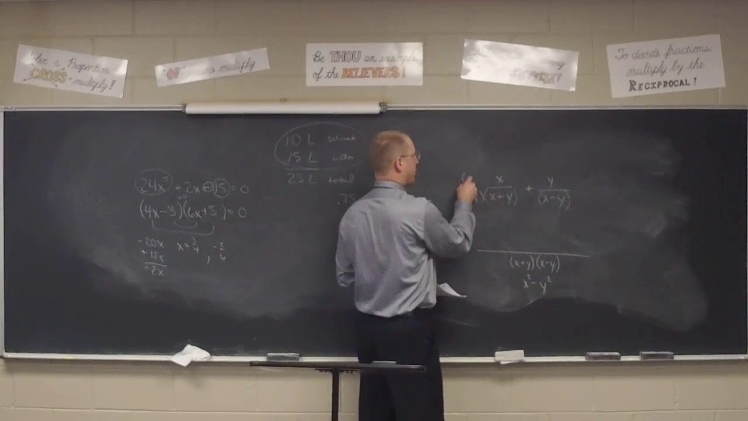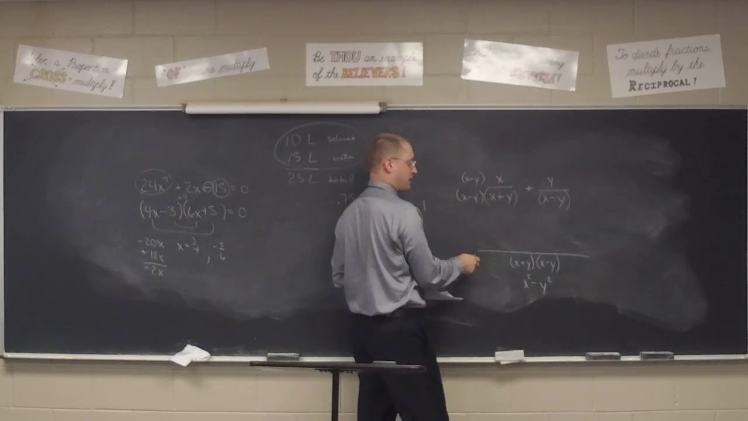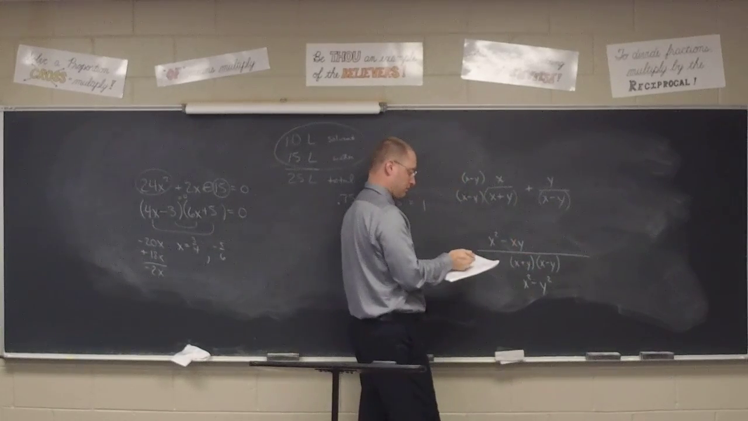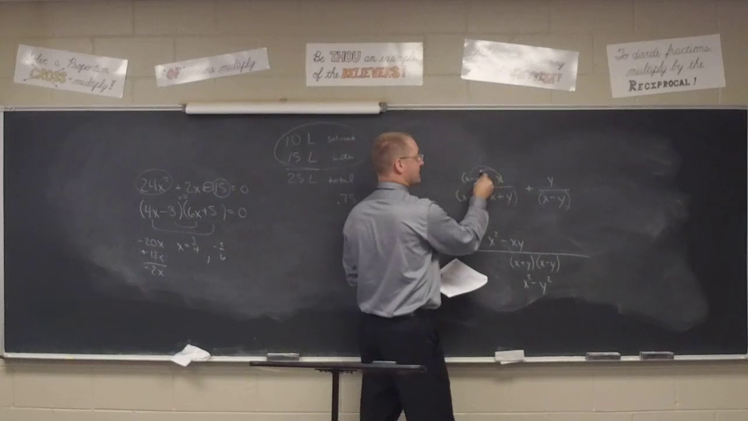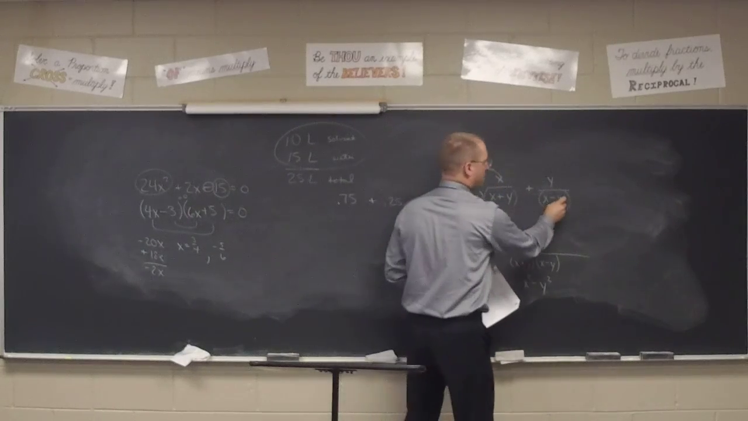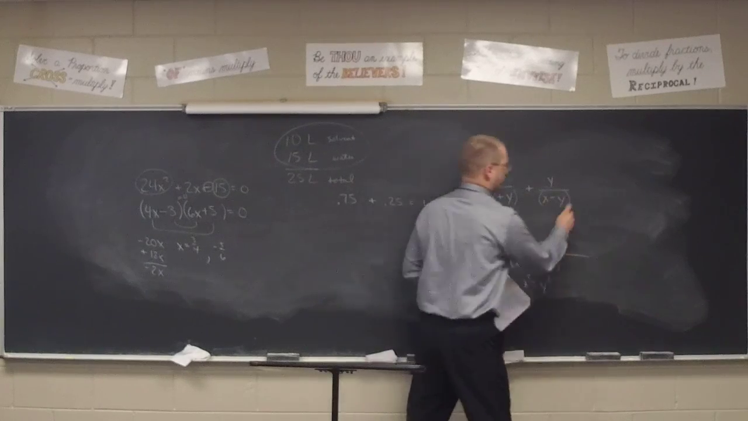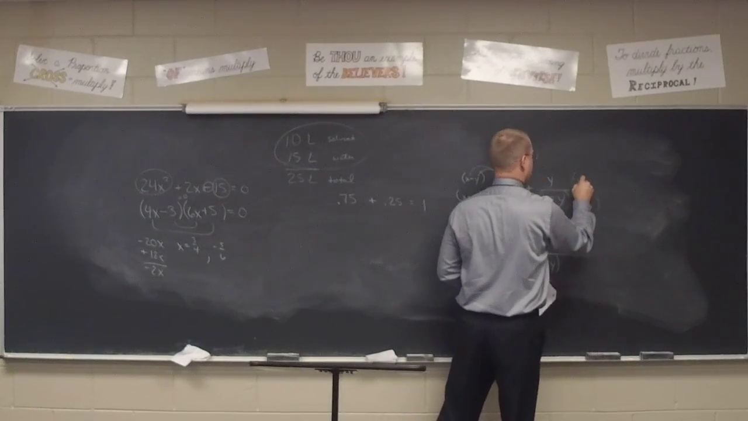See, now it matches. But also, what you do to the bottom, you've got to do to the top to get x squared minus xy. Here, what changed from here to here? The x plus y. So multiply x plus y.